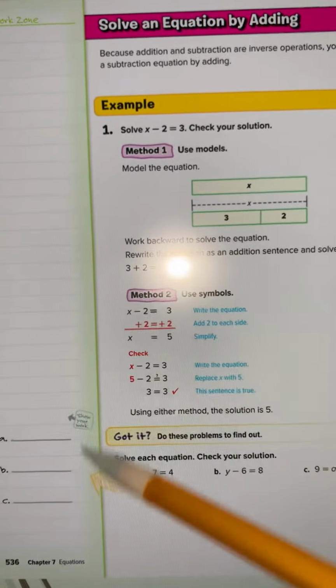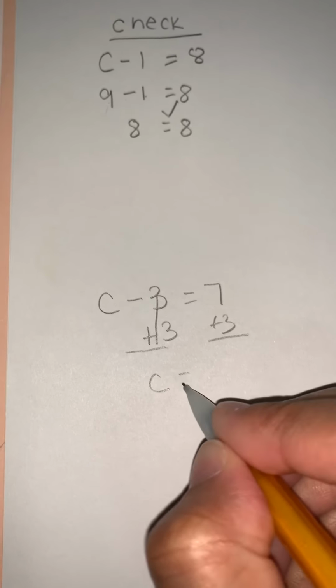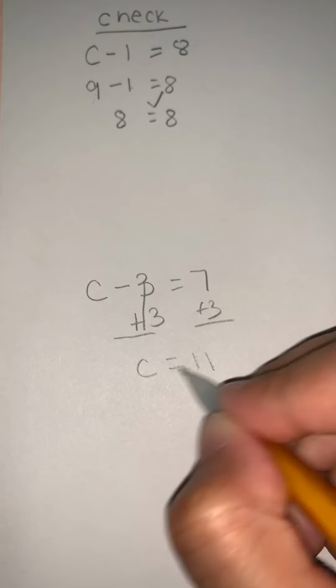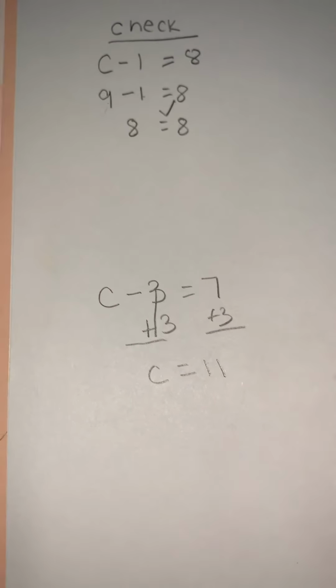Okay. Let me do one and I'm going to make the answer wrong. c minus 3 equals 7. Okay, let's see. I put plus 3 here, plus 3 here. This is going to be 0. c. Let's say I added it wrong. I said this is 11. c equals 11.